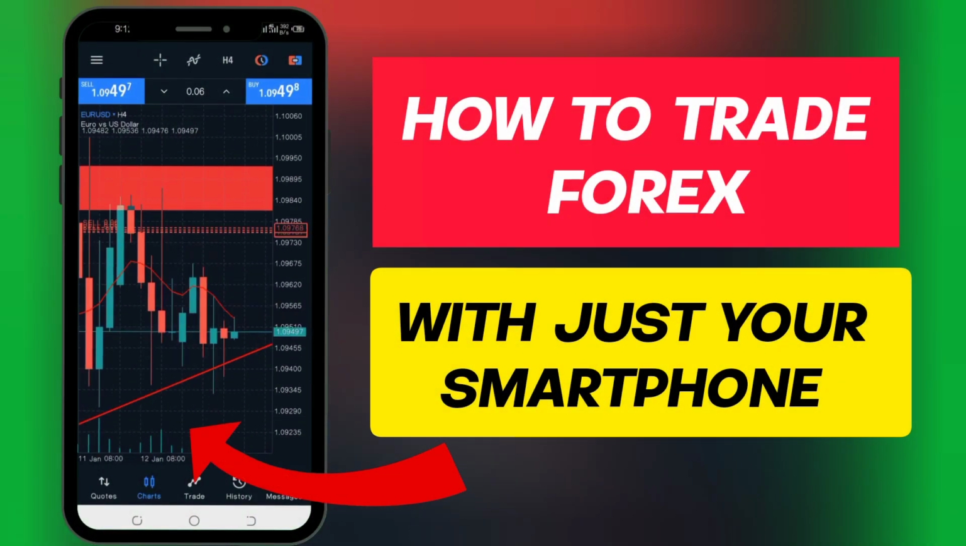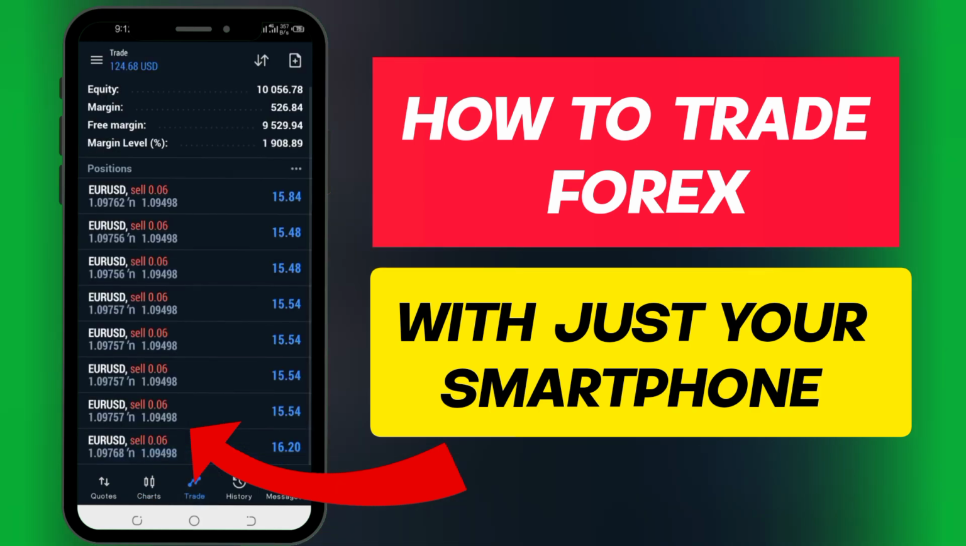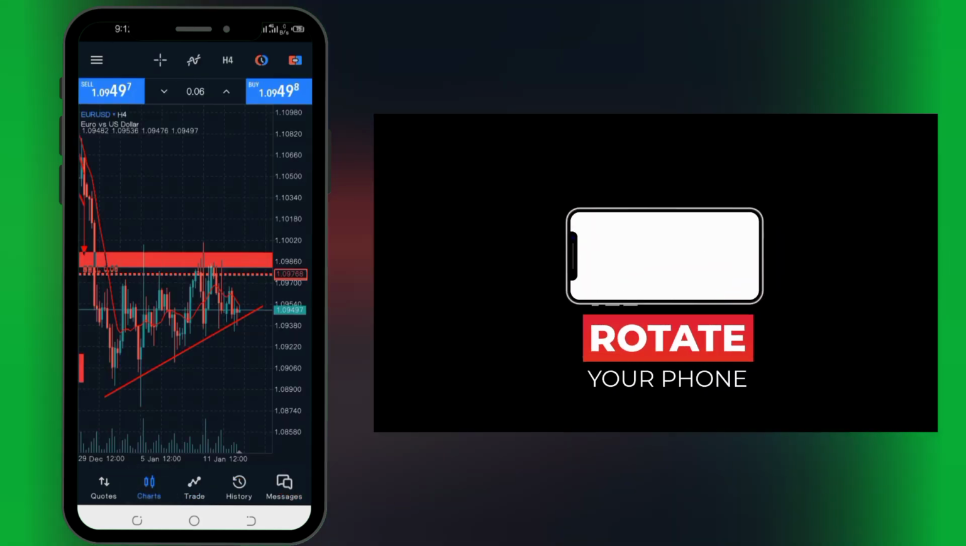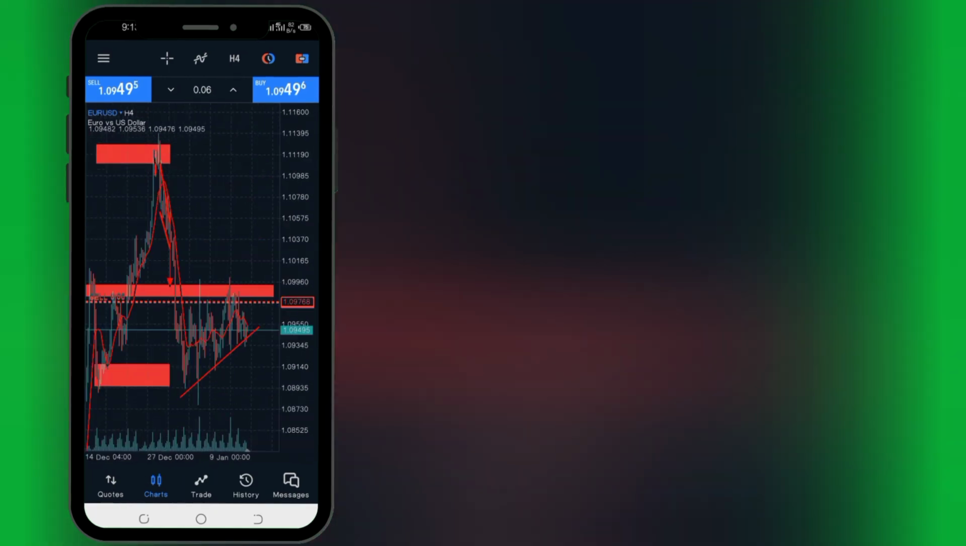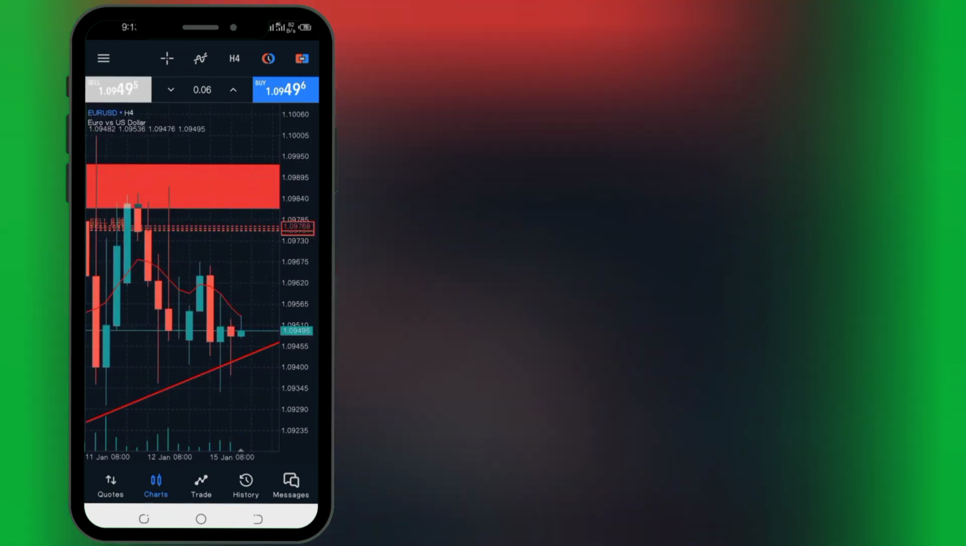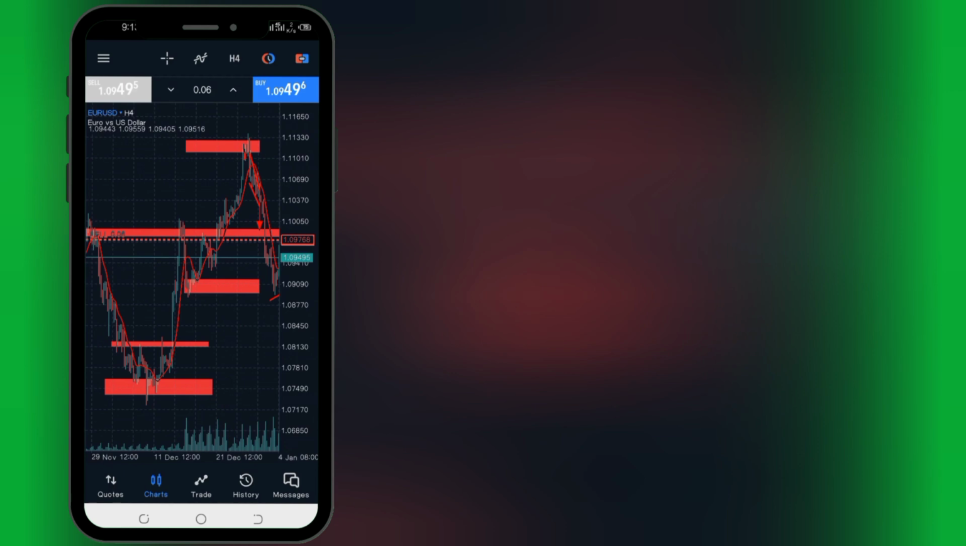You know that you don't really need a PC before you can trade the Forex market? All you need is just your smartphone. Yeah, you hear that right? All you need is just your smartphone. As you can see right here, I do all my analysis with just my phone.